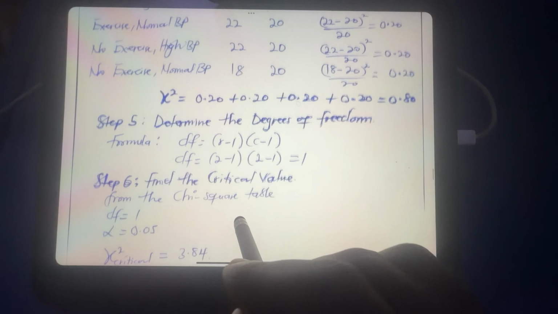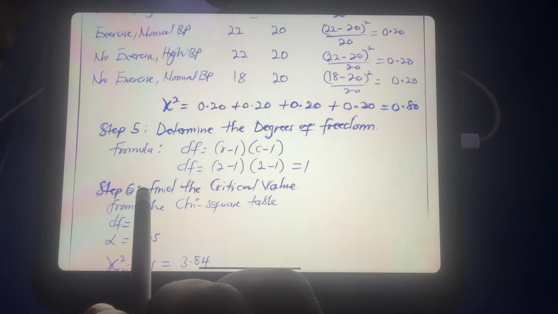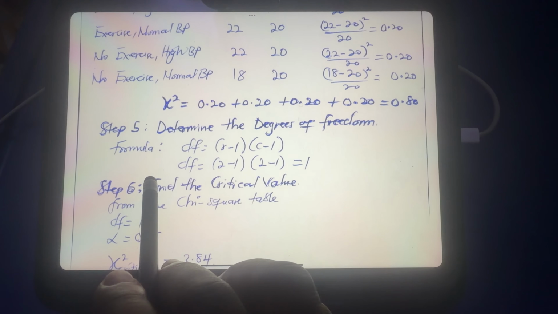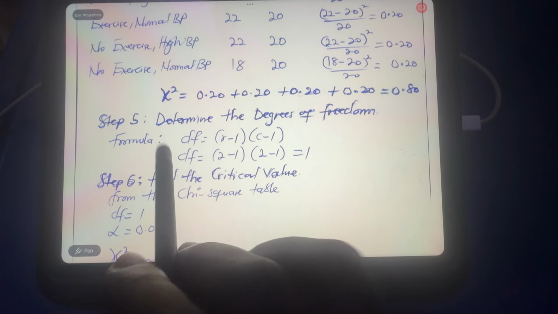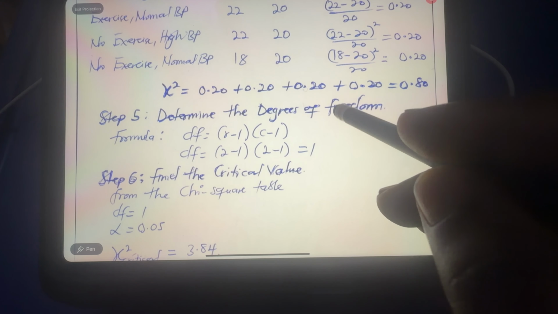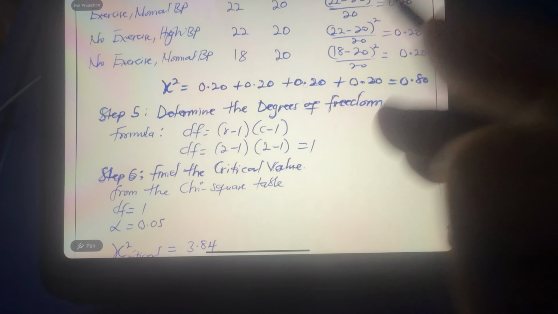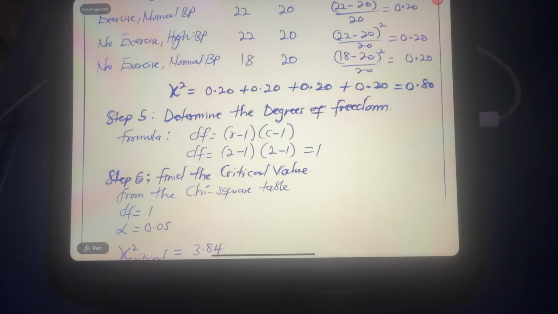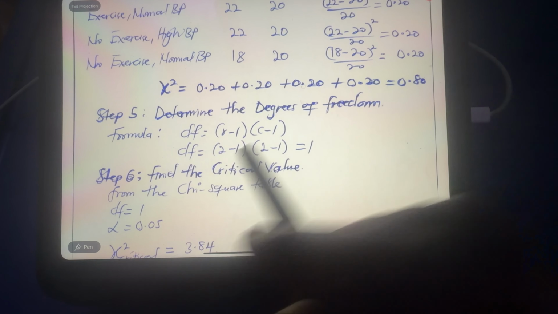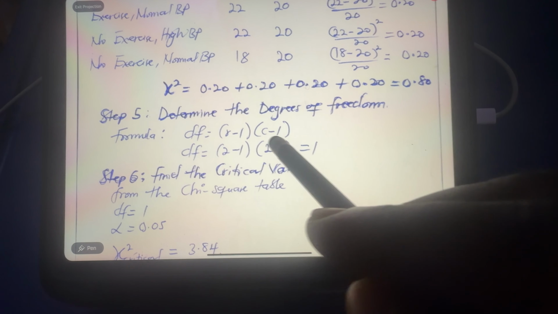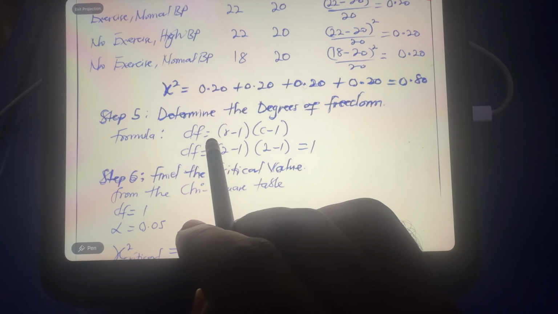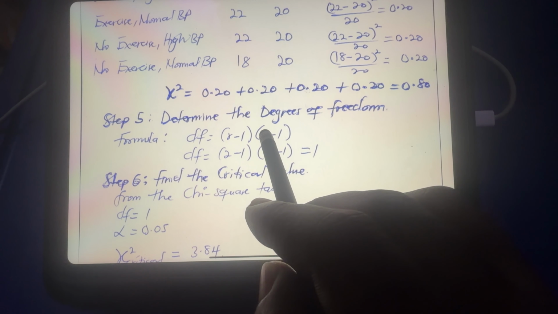Now, step 5, you determine the degrees of freedom. Now, what is the formula? In confidence interval, you remember that the degree of freedom, df, is equal to n minus 1. In chi-square test, the formula is different. In chi-square test, the df is equal to open bracket r minus 1, close the bracket, open the bracket c minus 1, close the bracket, where r is the number of rows, and c is the number of columns.